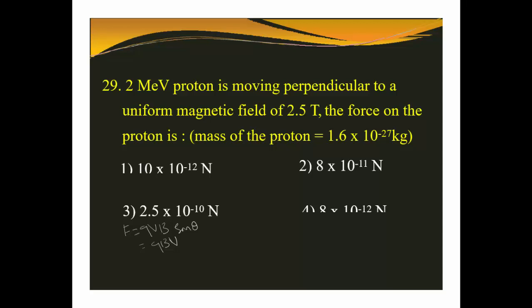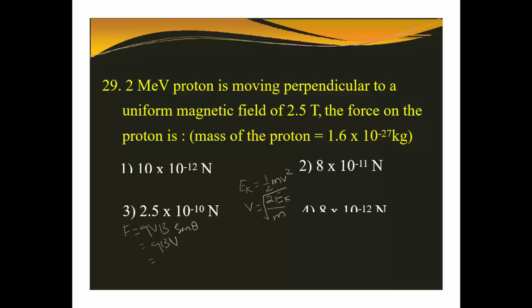How do we get the velocity of a particle? Kinetic energy Ek equals half mv squared. So v equals root of 2Ek divided by m, because it is v squared.